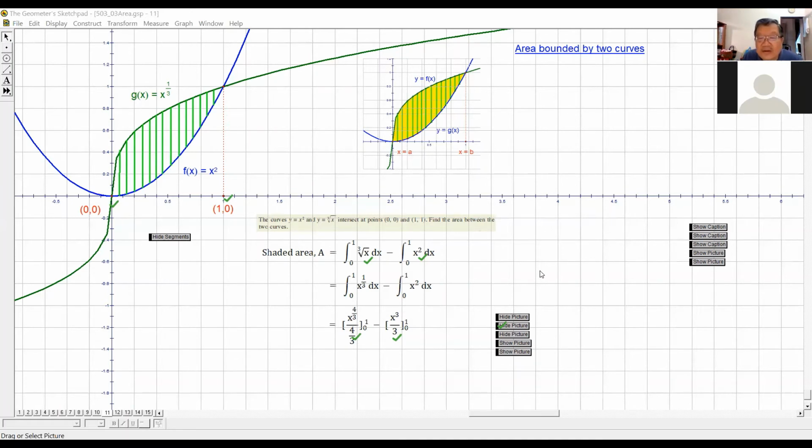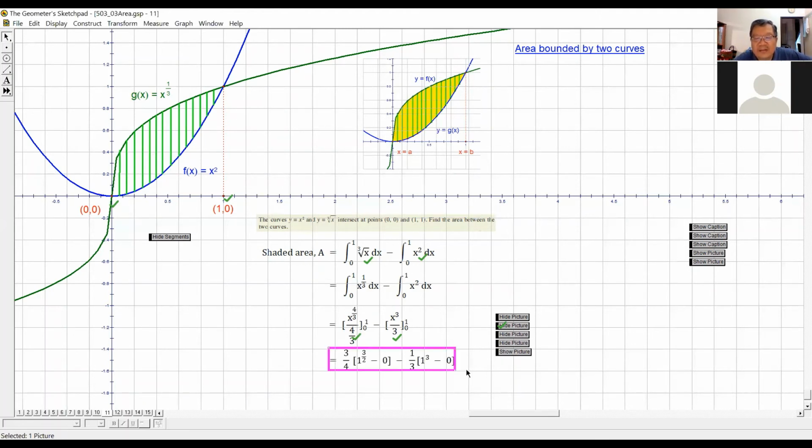So far, is the integration okay or not? Do you know how to integrate? Understand, teacher. Can. Okay.